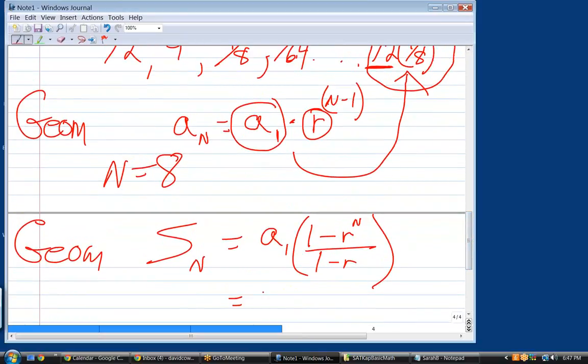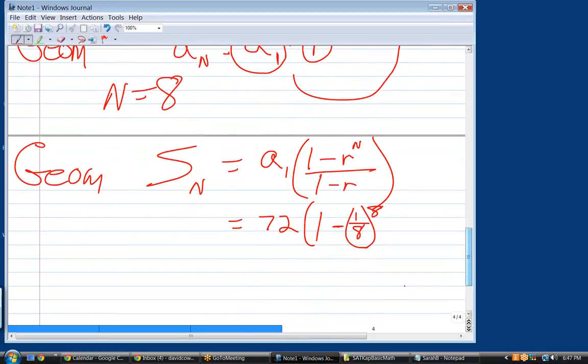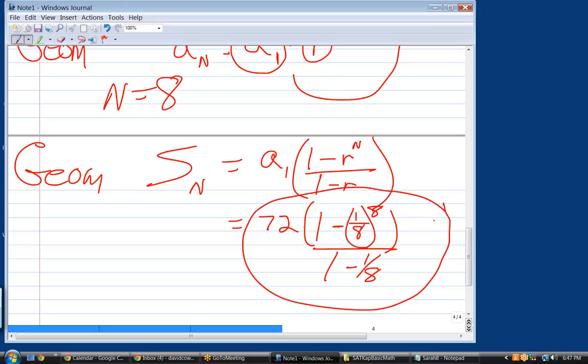We know a sub 1 is 72. 1 minus the common ratio, 1/8, to the 8th power, all divided by 1 minus 1/8. So there's the sum of the numbers. You might have to use a calculator to figure it out.